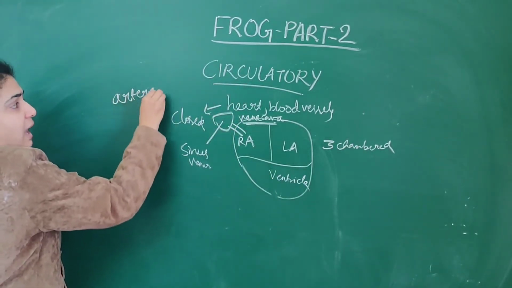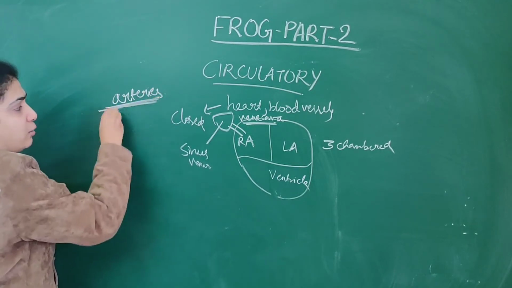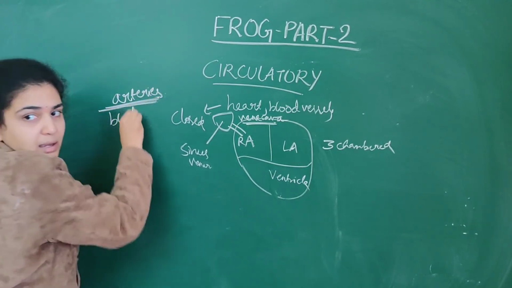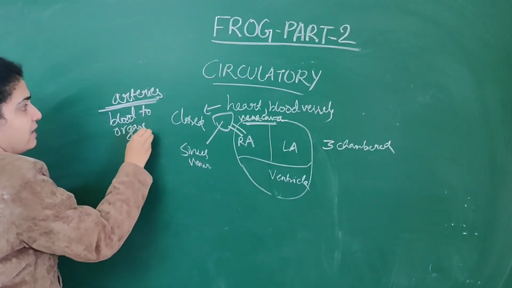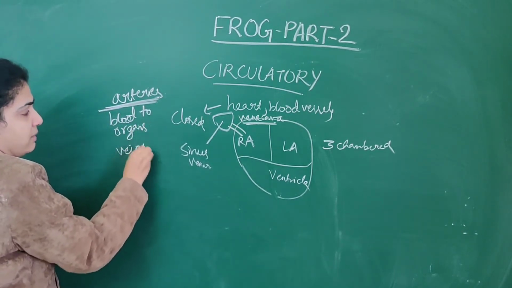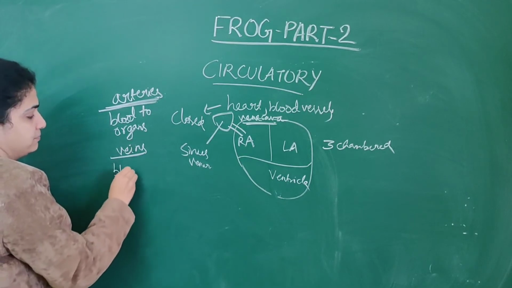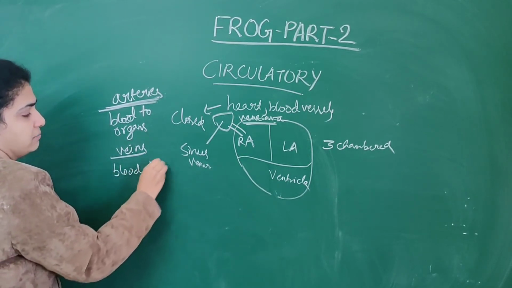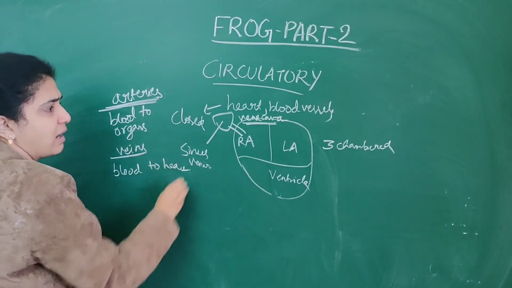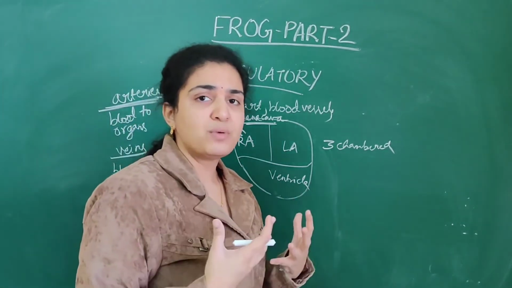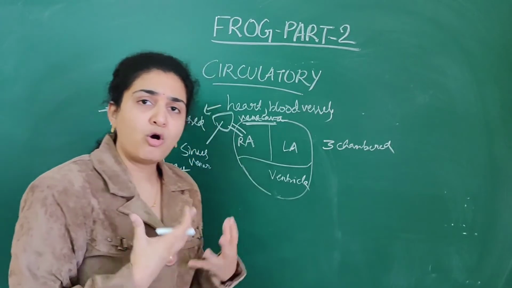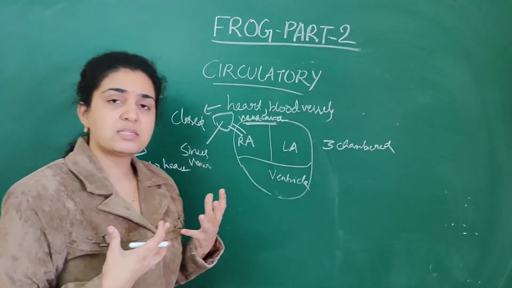Arteries will carry the blood to organs, numerous organs, whereas veins carry blood to the heart. Numerous arteries as well as veins are present, and the circulatory system means you don't only think about blood.